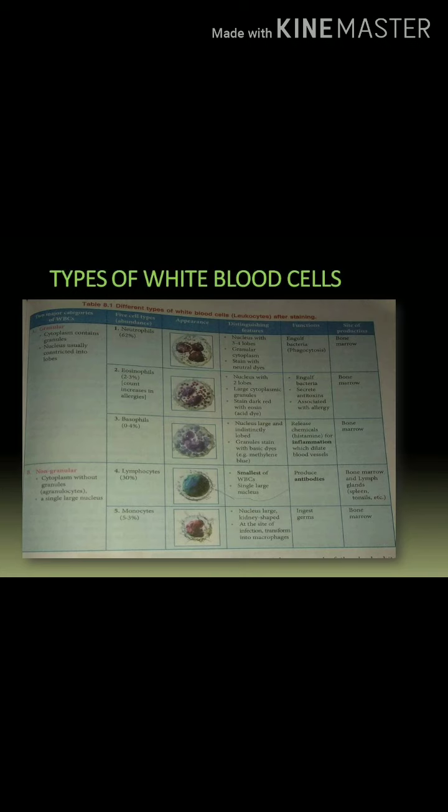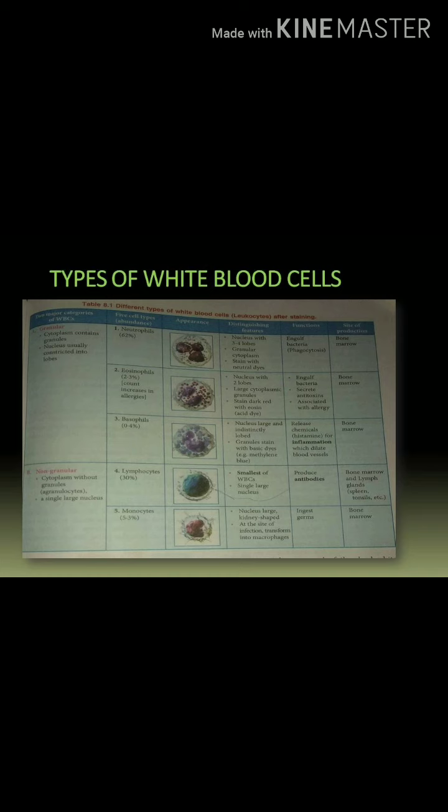Based on shape and other characteristics, the white blood cells are classified into two major categories. First one is granular, second one is non-granular. In the diagram you can see granular means the cytoplasm contains granules, and that's why it is called granular, and the nucleus is usually constricted into lobes. In non-granular, the cytoplasm is without granules and it has a single large nucleus. Here the nucleus is not in a lobed condition.